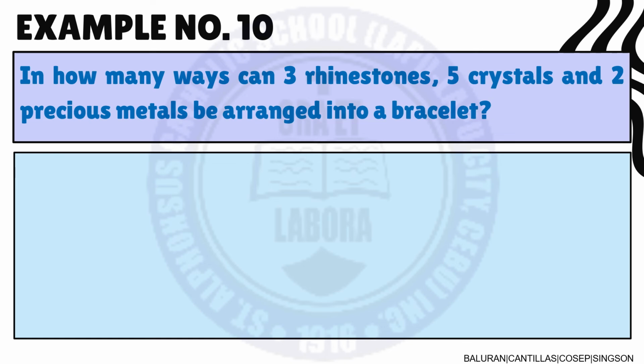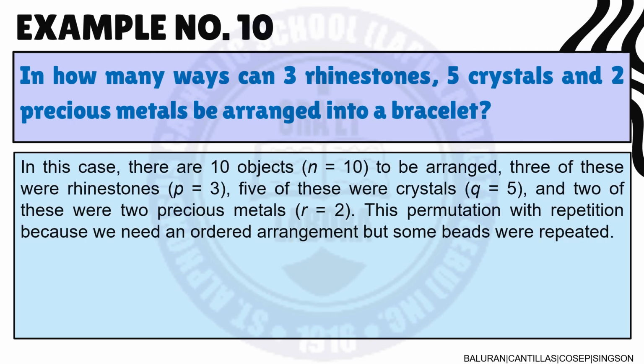Another example would be, in how many ways can 3 rhinestones, 5 crystals, and 2 precious metals be arranged into a bracelet? In this case, there are 10 objects. Where did we get 10 objects? We just added 3 rhinestones, 5 crystals, and 2 metals. So 3 plus 5 is 8, plus 2 is 10. Therefore, n here is equal to 10 to be arranged.